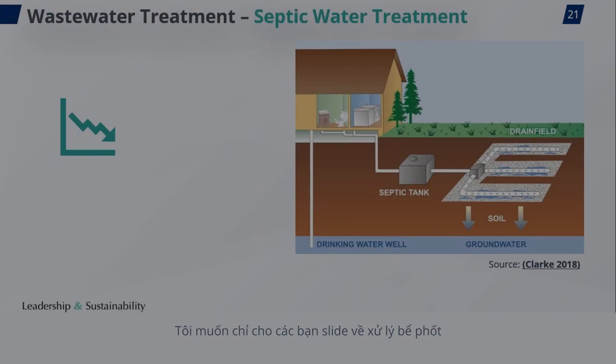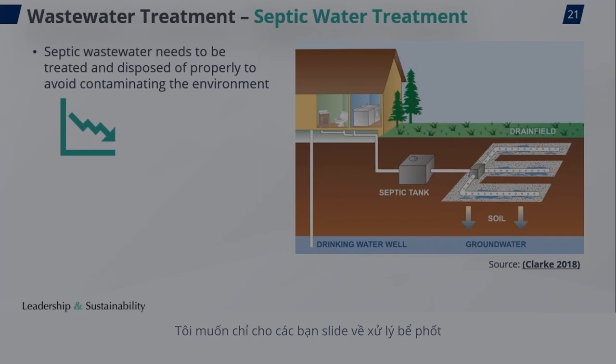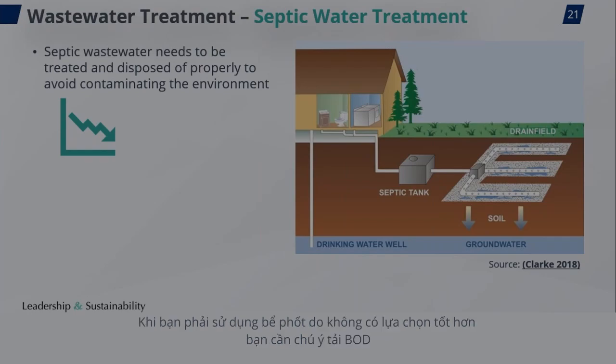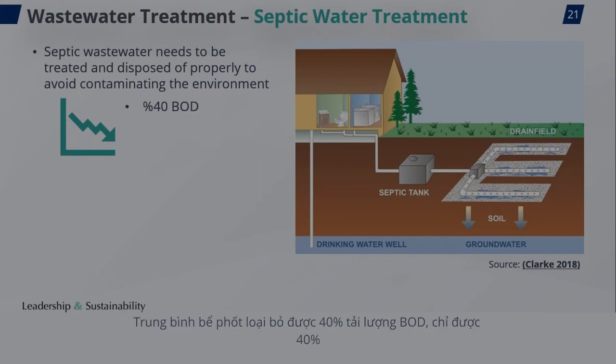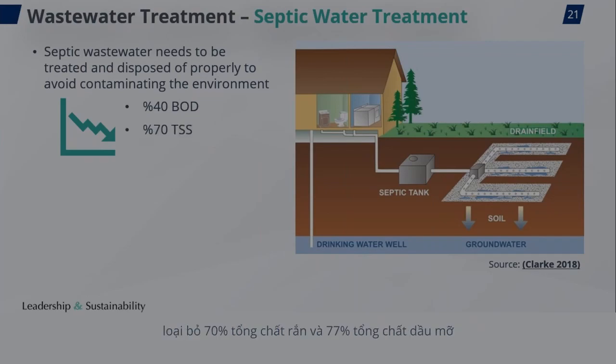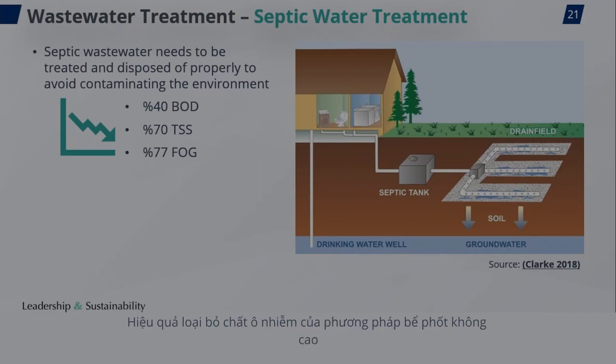And just about the septic water treatment, I wanted to show you this slide as well. So you may use a septic tank if you don't have any other sewage treatment system, but it should be designed accordingly to your BOD load, so your biological oxygen demand load, and it may not be feasible for very large facilities. So typical septic tank removal efficiencies are 40% BOD, biological oxygen demand. So only 40%, 70% of total solids, and 77% of fats, oil, and grease. So the removal rate is not really very great, and that's the reason why it's not the most optimum way to treat your domestic wastewater.